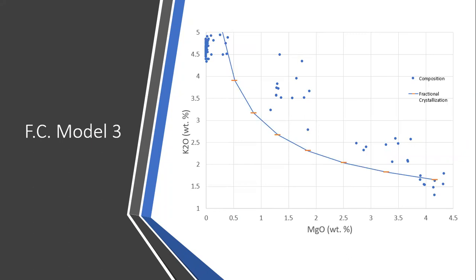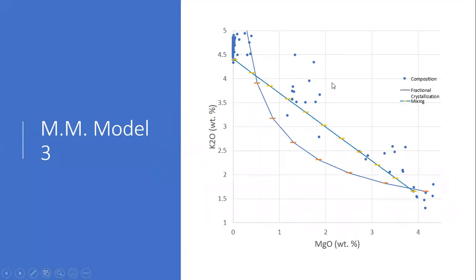Here is our third and final example. Here we have MgO versus K2O. Here are our primitive compositions. Here are our evolved compositions. And this fractional crystallization model follows the trend pretty well up until it gets into the intermediate composition.